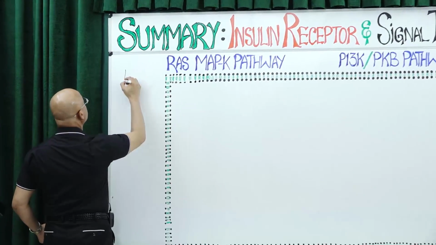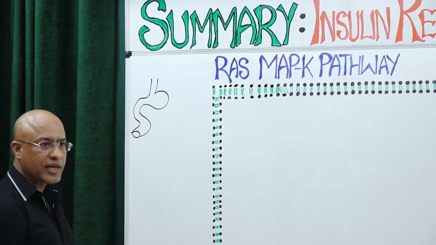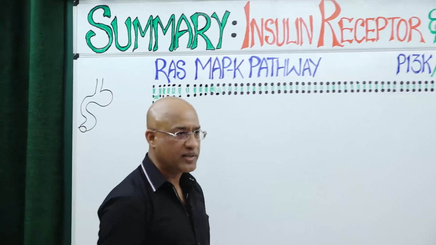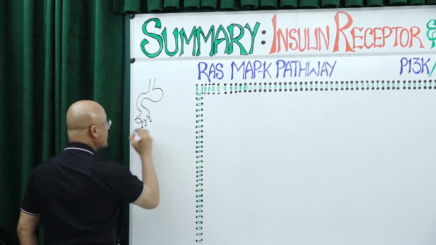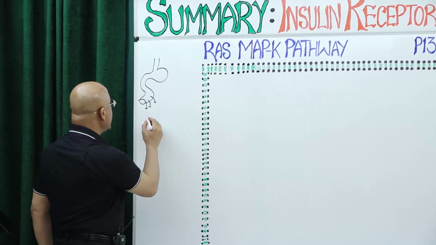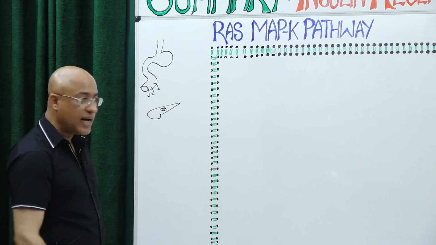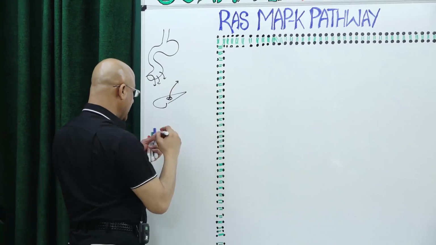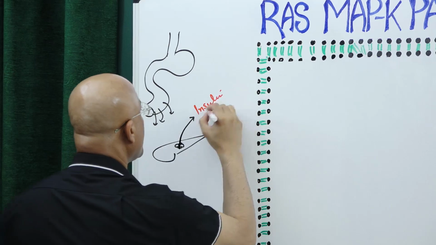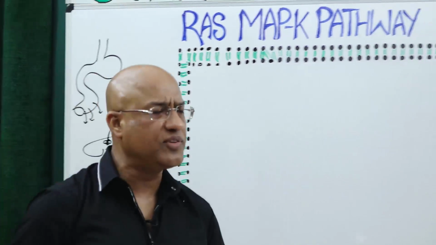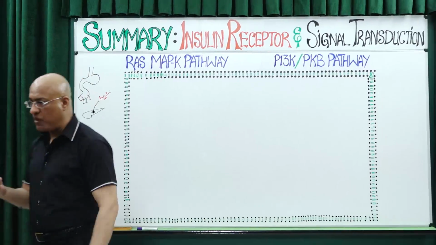When you take a nutrient-rich meal, let's suppose a meal very rich in carbohydrates and amino acids, and nutrients are absorbing from your GIT, these nutrients, as you know, will stimulate the beta cells of the pancreas, and the beta cells will release insulin. Now, what is the main purpose of insulin? Insulin is basically a very powerful anabolic hormone.